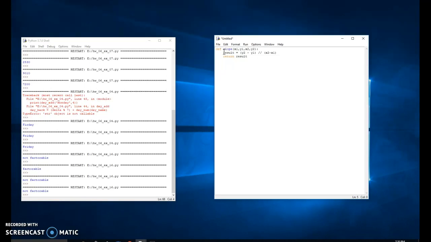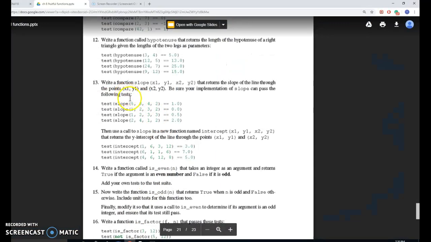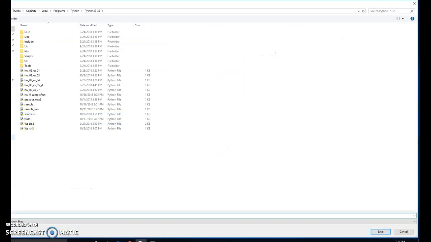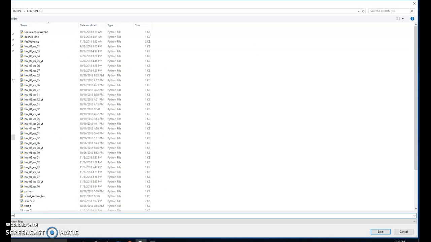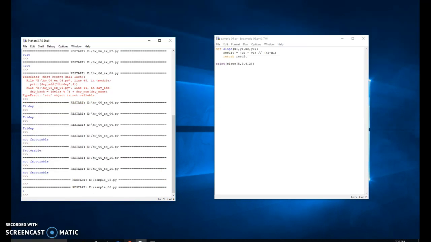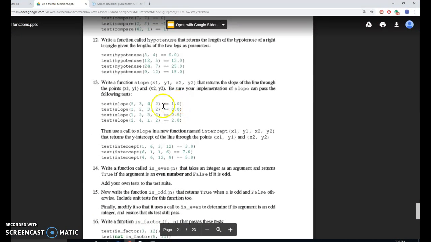Now that we have our slope, let's test it and see if it works. 5, 3, 4, 2. Oh, forgot to print it. One for that coordinate, and yep, seems about right.